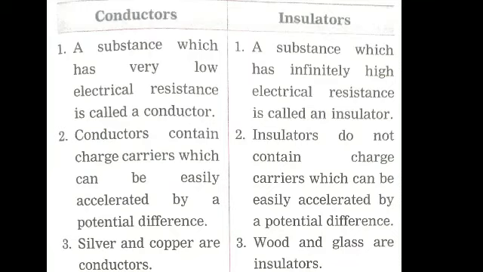First, a substance which has very low electrical resistance is called a conductor, and a substance which has infinitely high electrical resistance is called an insulator. Second, conductors contain charge carriers which can be easily accelerated by a potential difference. Third, silver and copper are conductors, wood and glass are insulators.